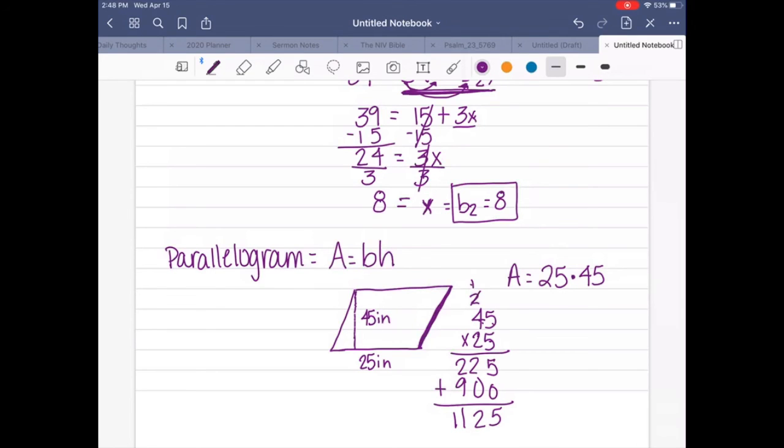So the area of this parallelogram is 1,125 square inches. Because when we're dealing with area, we're dealing with 2 dimensions. So your units are squared.